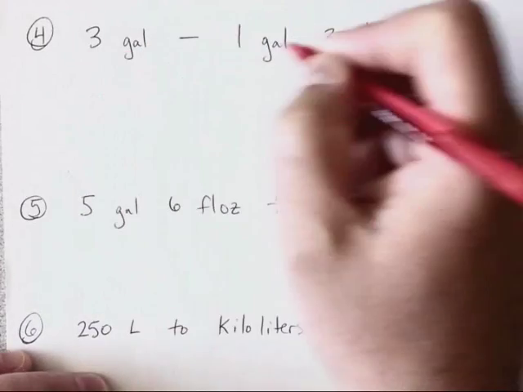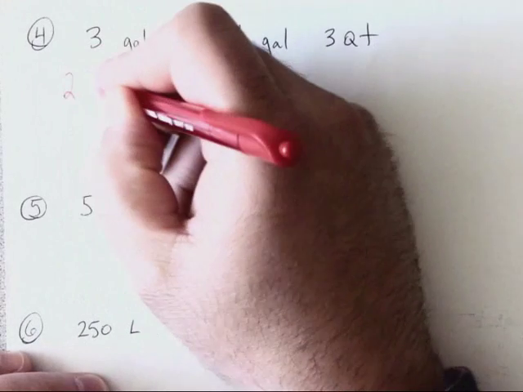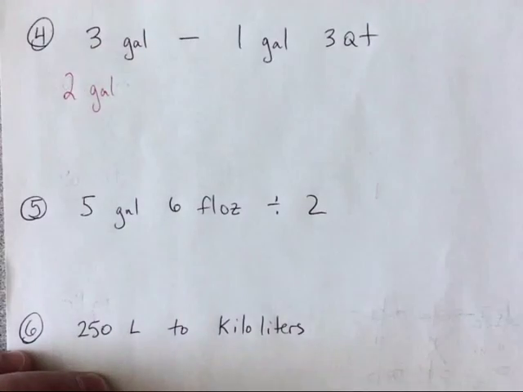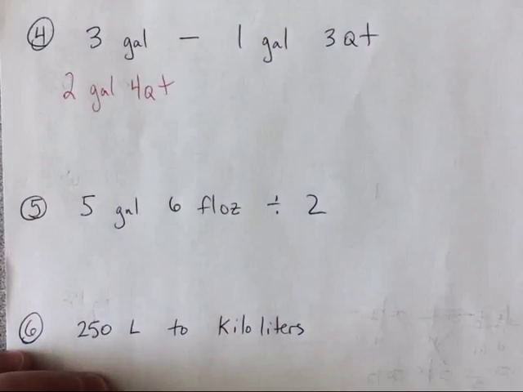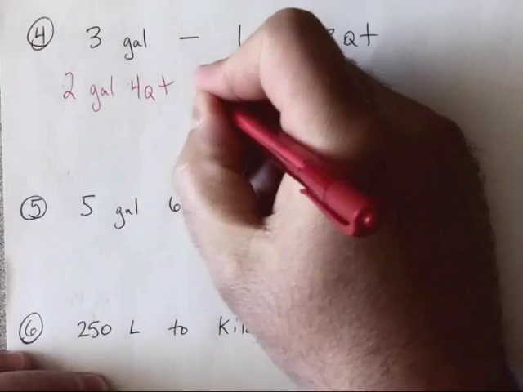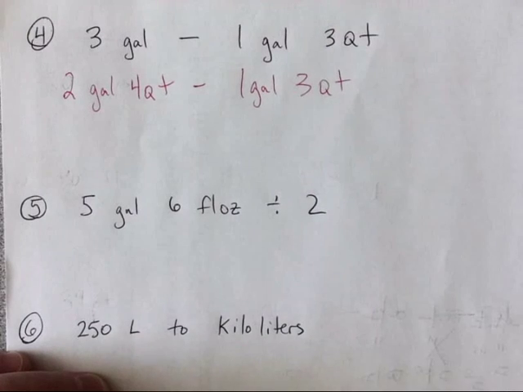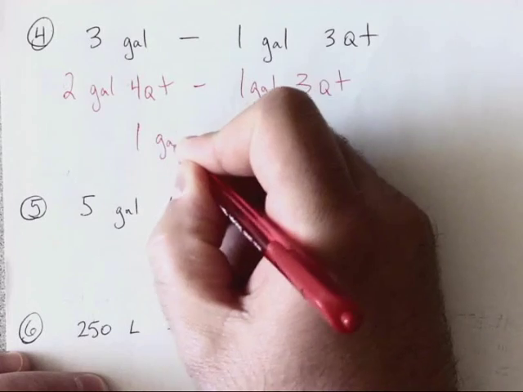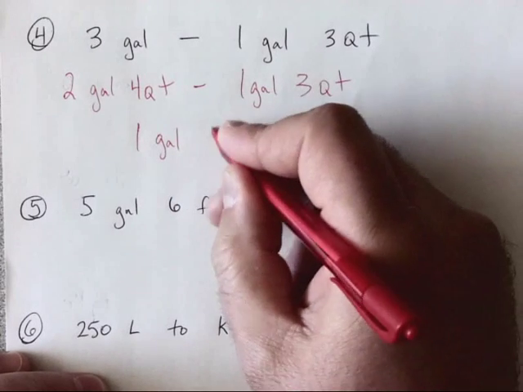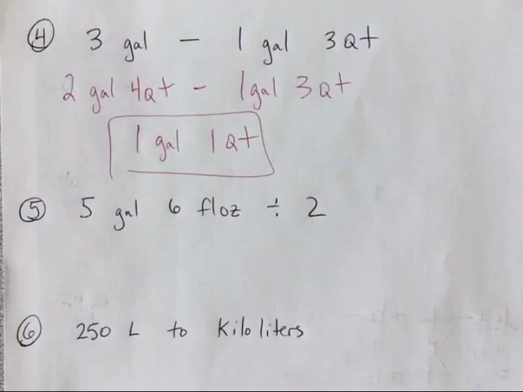So we do the same thing. We essentially borrow. So I'm going to borrow a gallon from the 3 gallons and make 4 quarts with it, because 4 quarts is equivalent to 1 gallon. So 2 gallons and 4 quarts, that's the same as 3 gallons. That's equivalent. Now I can do my subtraction. I can subtract 1 gallon from 2 gallons and get a gallon, and then I can subtract 3 quarts from 4 quarts and get 1 quart, and then I would have 1 gallon and 1 quart left.